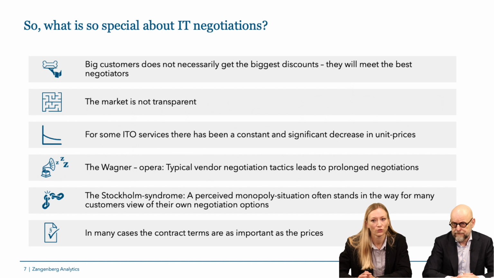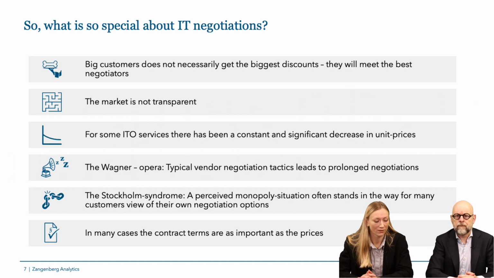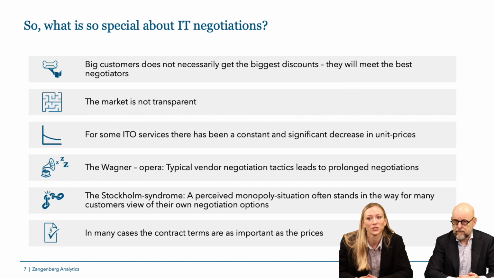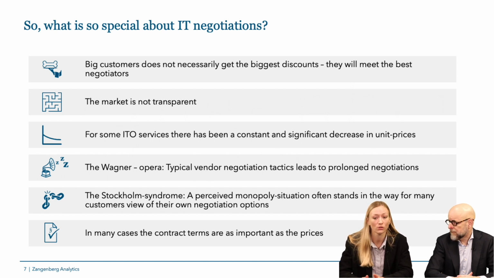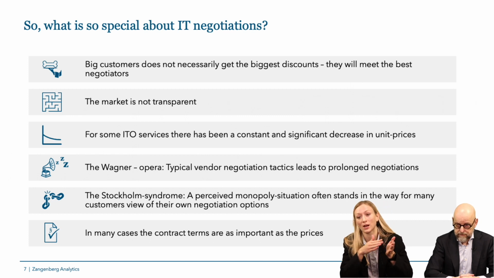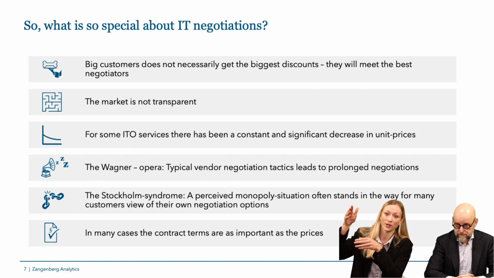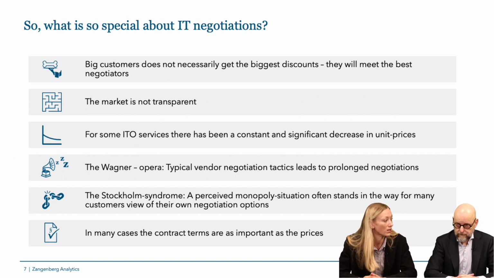So this one is close to our hearts, that the big customers do not necessarily get the biggest discount, but they will meet the best negotiators. And this is also present in what we call the software smile, where the small customers will get the highest price, the list price. The medium customers will actually get, have we observed, some of the best prices, where the largest customers get the high price again because they meet the best negotiators. So this is not a linear relationship in the market of IT.